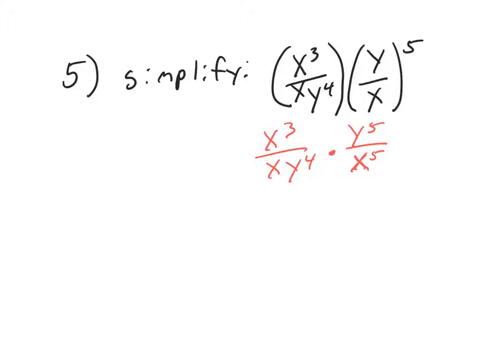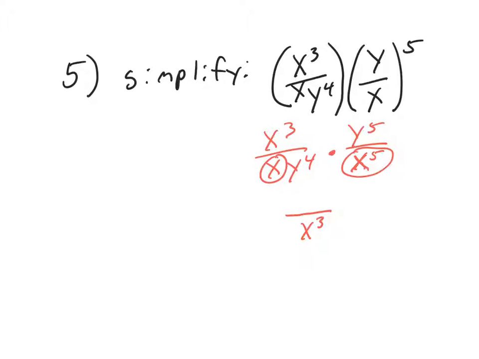Okay, and then we can go ahead and we can kind of cancel whatever we have in the numerator and denominator. So here I have x to the third. Okay, and I have an x down here. I have 5 x's on this side, and 1 x over here. So that's 6 minus 3. We're going to be left with x to the third in the denominator.